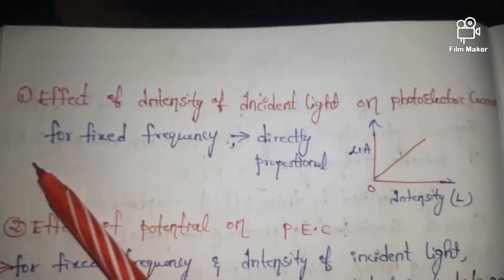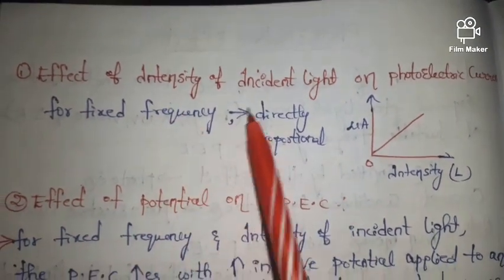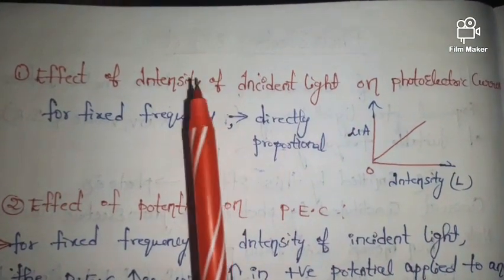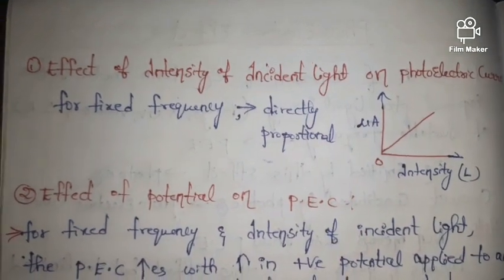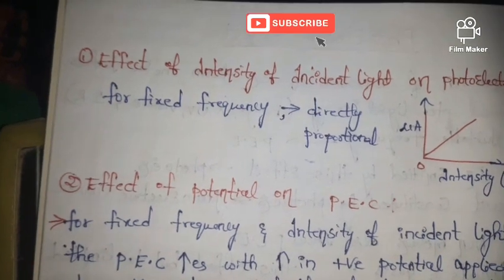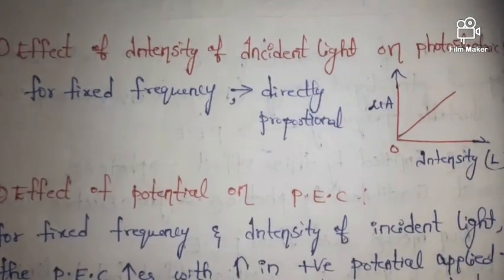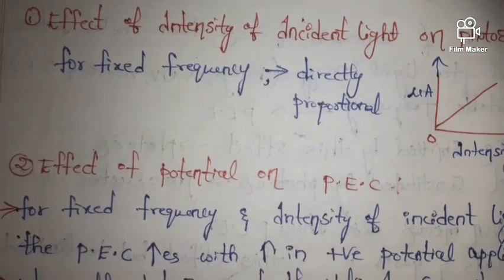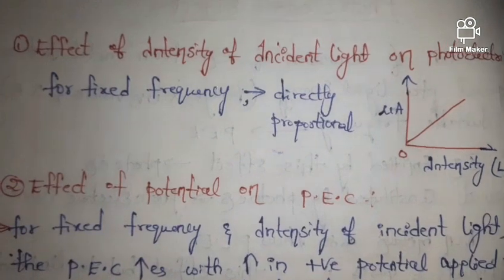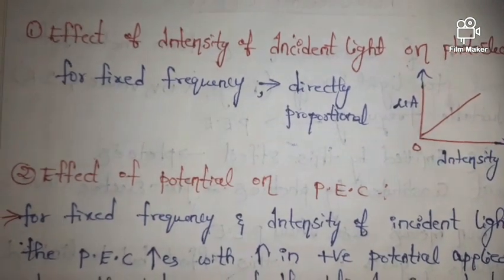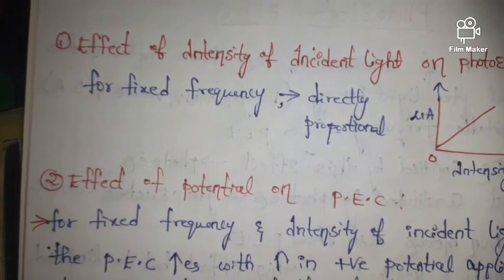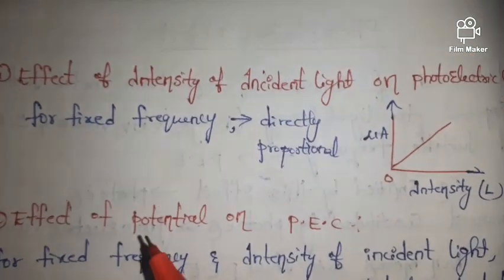See. First factor, effect of intensity of incident light on photoelectric current. Here, what we have to remember, of course, today I am going to tell almost 5 points, friends. Among all those points, what we have to remember is just the relationship, whether they are directly proportional or inversely proportional. If we know those, then it will be very easy for us to remember. Okay friends, let us see.